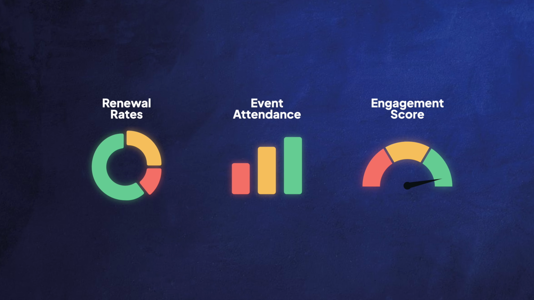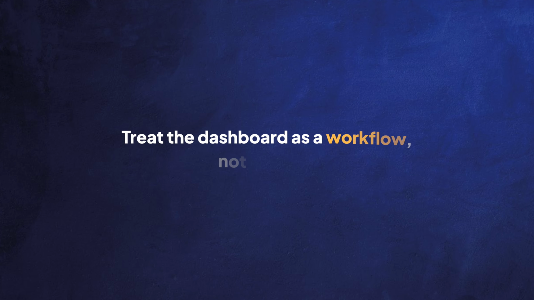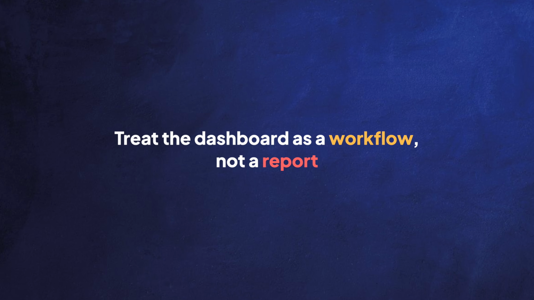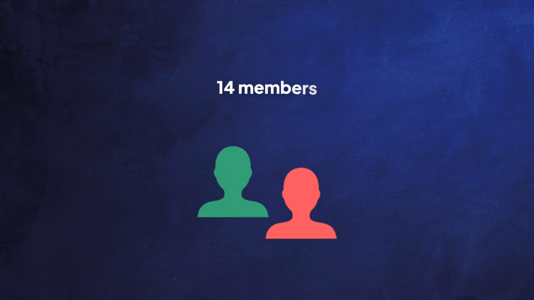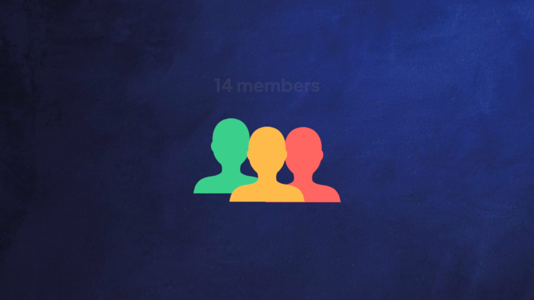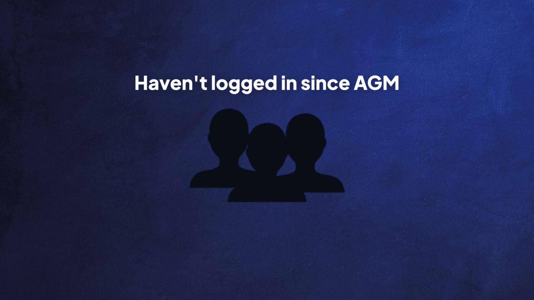3. Stop measuring a single engagement score. I know it looks like a tidy number, but really, what does that actually mean? A member who stops opening emails but is still attending events is telling you something completely different than if they've gone entirely dark. We need the texture to give us context. And lastly, 4. Treat the dashboard as a workflow, not a report. The best membership portals don't just display data, they queue tasks. For example, these 14 members in the Northern chapter haven't logged in since the AGM. Do you want to follow up?